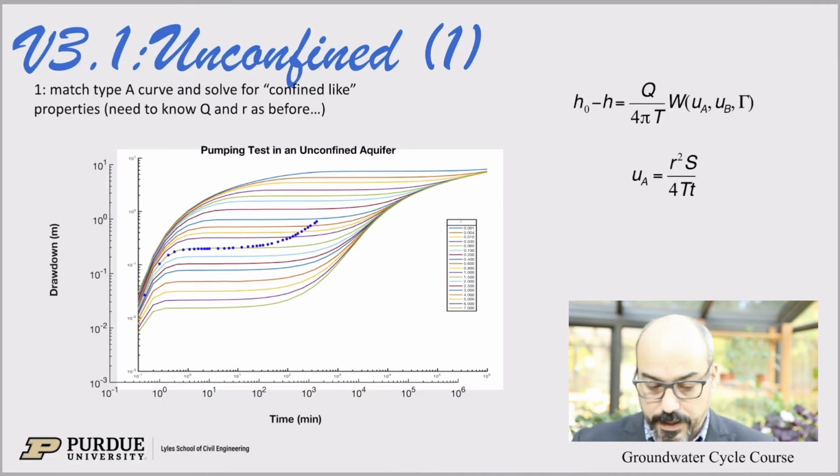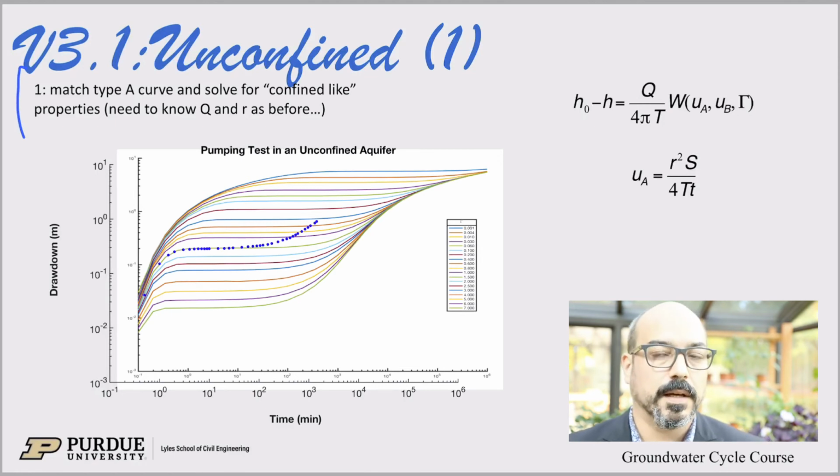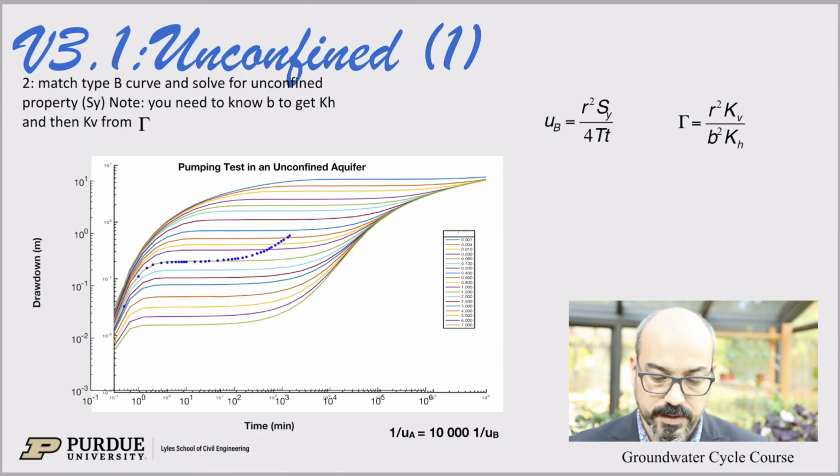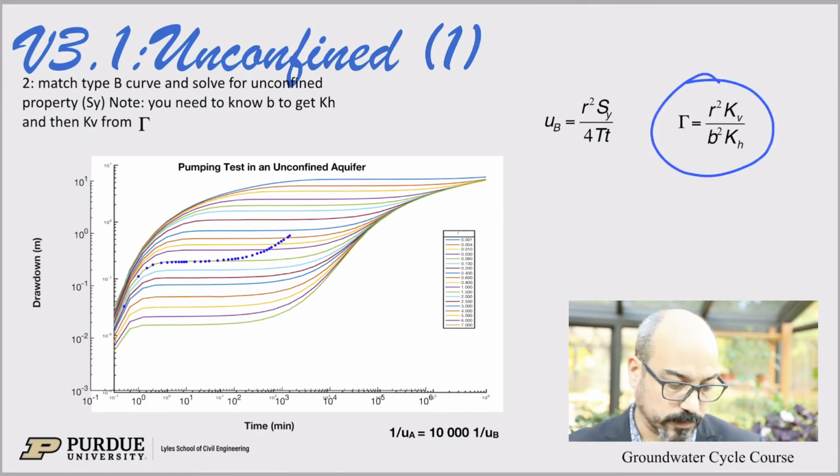Now here's an example where data is fitted to the left-hand side, so match the type A curve just like before. So this is the process, and I'll show you in Excel again. I'll do a tutorial with that Excel interface that we have for this unconfined case. But match the type A curve first, and now we can read gamma and UA, so we can get the storativity, the transmissivity, as well as which family of curves we're on. Once we have that, gamma gives us the ratio of KV and KH. And again, you need to know B, so you can get KH.